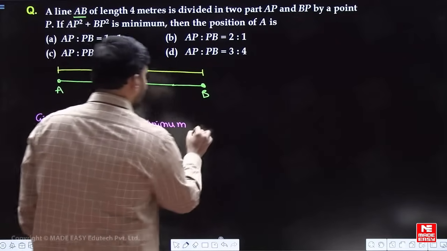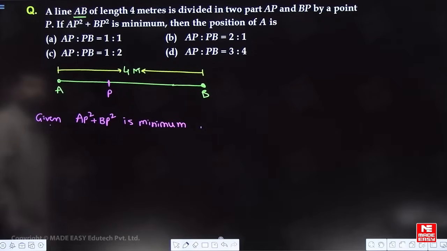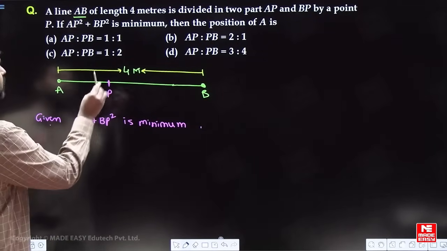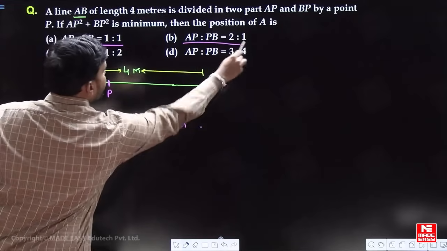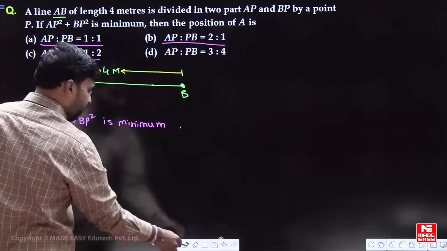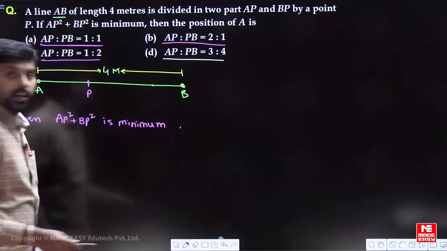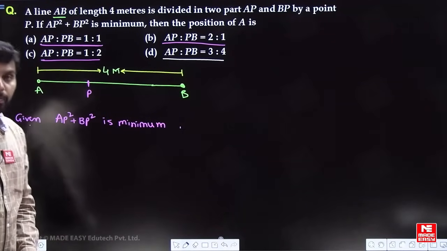Then the position of A is what? So then the position of A is what? So let's see what this is exactly. Now he is asking that ratio. If you look at these options, he is asking this ratio. In what ratio should AP and BP be when it is divided into two pieces, under the condition that AP square plus BP square is minimum?